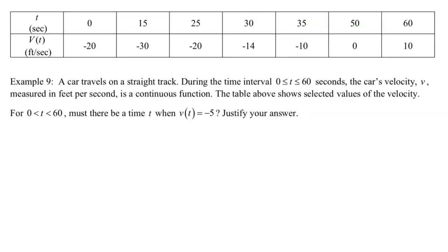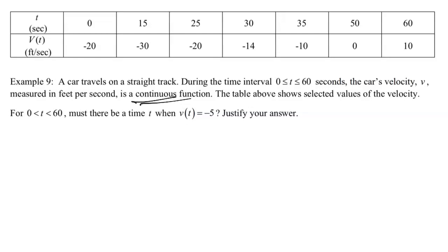Okay, example 9 has a very AP flavor to it, and what I mean by that is that this is very similar to a problem that you could see on the AP calculus test in testing intermediate value theorem. So it says a car travels on a straight track. During the time interval from 0 to 60, the car's velocity, measured in feet per second, is a continuous function, and that's very important whenever we want to use intermediate value theorem. We need to be working with a continuous function.